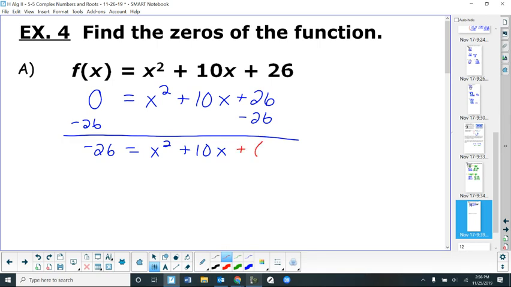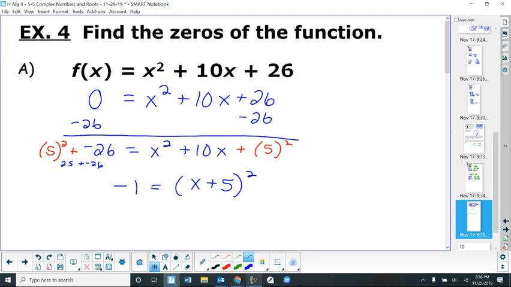Half of 10 is 5, and I'm going to add 5 squared, which is 25. So whatever I do to one side, I have to add 5 squared or 25 to the other side. So when I do that, my right side factors into x plus 5 quantity squared. And my left side, well, 25 plus negative 26 is negative 1.